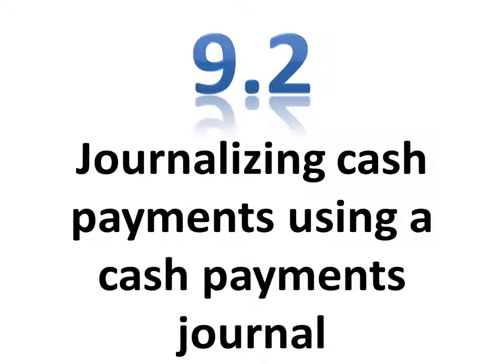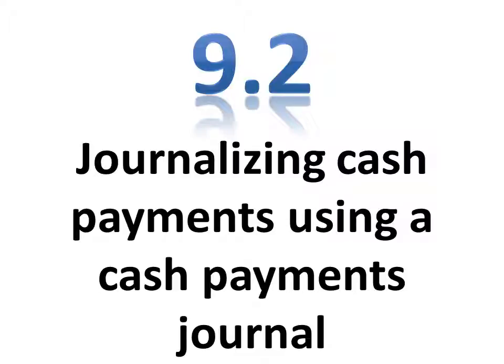Chapter 9.2, Journalizing Cash Payments Using a Cash Payments Journal. In 9.1, we journalized payments using a purchases journal, and that's pretty much when we purchased merchandise on account. That's the only time we're going to use that purchases journal.